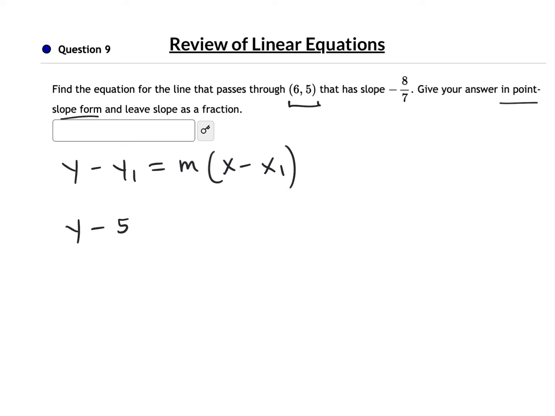Remember that if that had been a negative 5, it would have been y minus negative 5, which would have been y plus 5. The only way you can get a plus here is if one of the coordinates is negative. You end up with that double negative. Y minus 5 equals m, that's negative 8/7, times x minus the x of the point. If this had been negative 6, it would have been minus negative 6, and that's plus 6. But in this case, it's just minus 6, since both coordinates are positive.